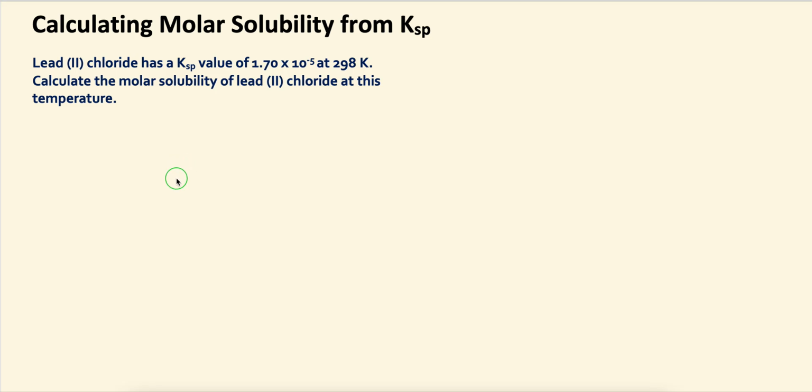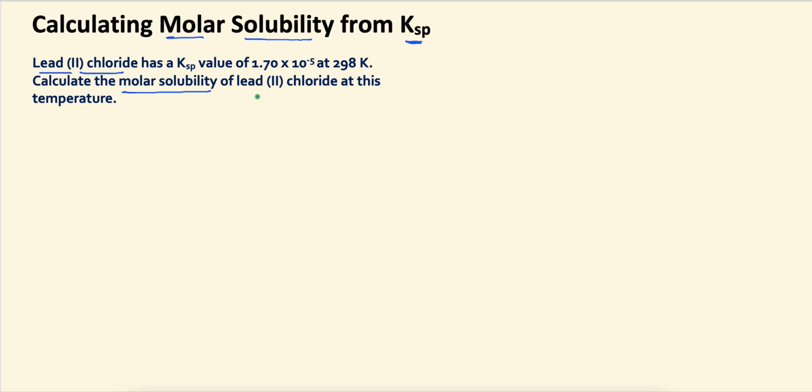Hello everyone. So today we will learn how to calculate the molar solubility if we are given the Ksp value of any ionic compound, right? So in this problem the ionic compound is lead 2 chloride and we are given its Ksp value at 298 kelvins and we have to calculate its molar solubility. It means that we have to find how many moles can be dissolved in 1 liter of water so that it forms a saturated solution, right?